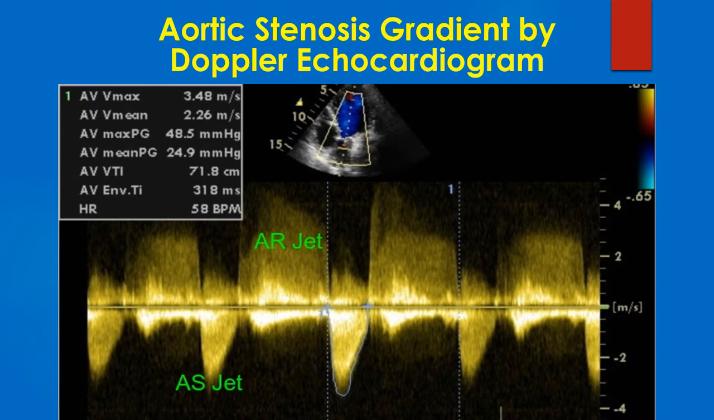AV ET, aortic valve envelope time, corresponds to the aortic ejection time. HR, heart rate. All gradients are measured in millimeters of mercury, velocities in meters per second, and heart rate in beats per minute. Envelope time is measured in milliseconds and velocity time integral in centimeters.